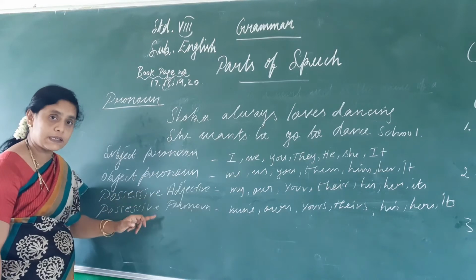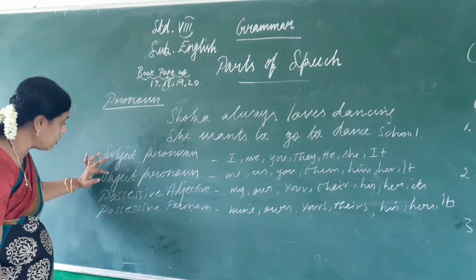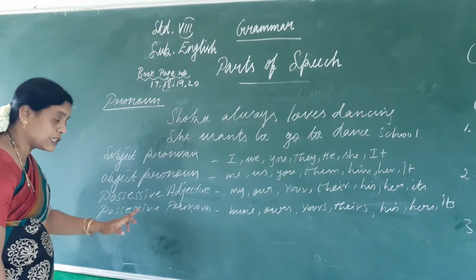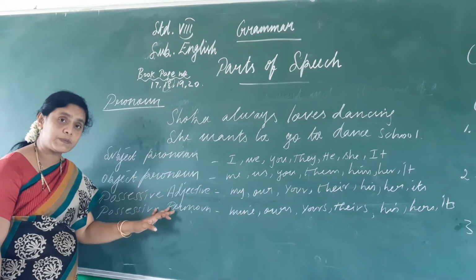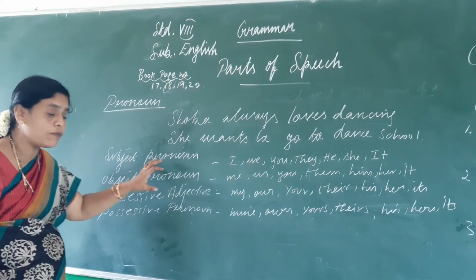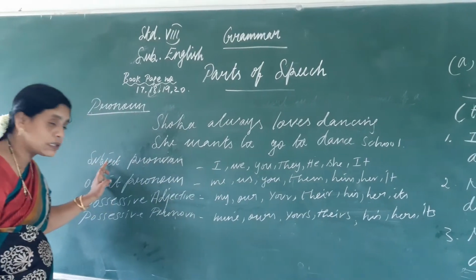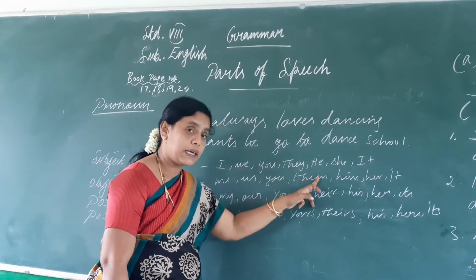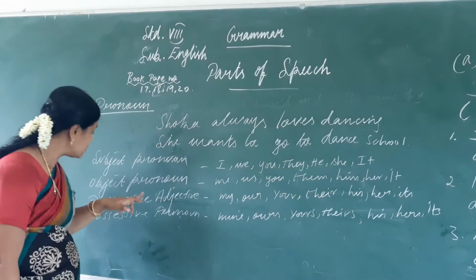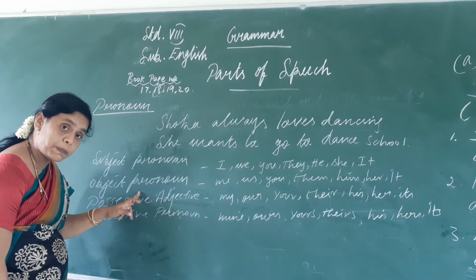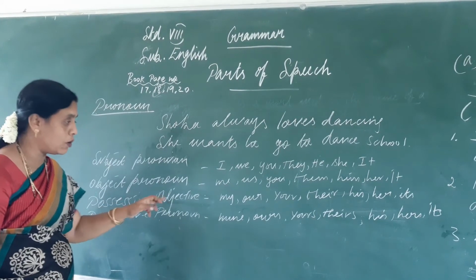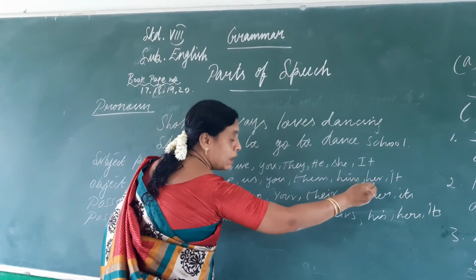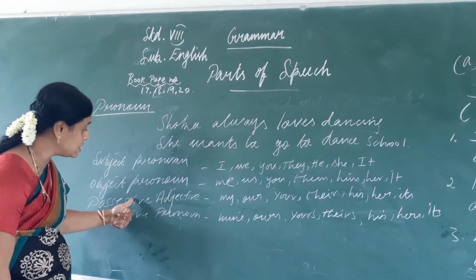Here there are some pronoun types. One is subject pronoun, object pronoun, possessive adjective. This is not a pronoun, it is an adjective. And possessive pronoun. So you must know the difference. What is a subject pronoun? You use it in the subject place. They are I, we, you, they, he, she, it. Next, what is an object pronoun? Used in the object place. They are me, us, you, them, him, her, it.